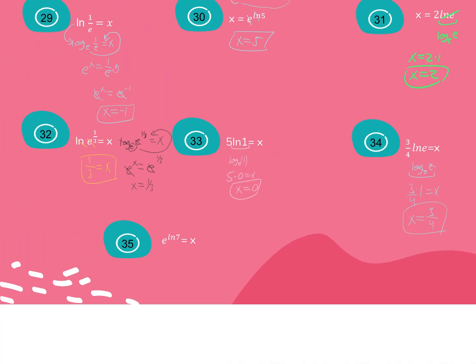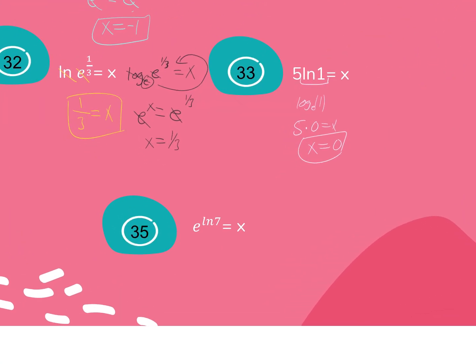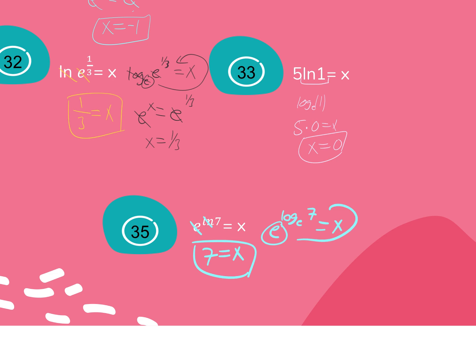All right. And then the last one right here, same thing. e and ln are going to cancel out, so you get 7 equals x. If you didn't recognize that, change it to log base e of 7 equals x, and then circle your base, loop around. You get log base e of x equals log base e of 7. Use your one-to-one property, cancel out your log base e's, and no matter what, you get x equals 7.